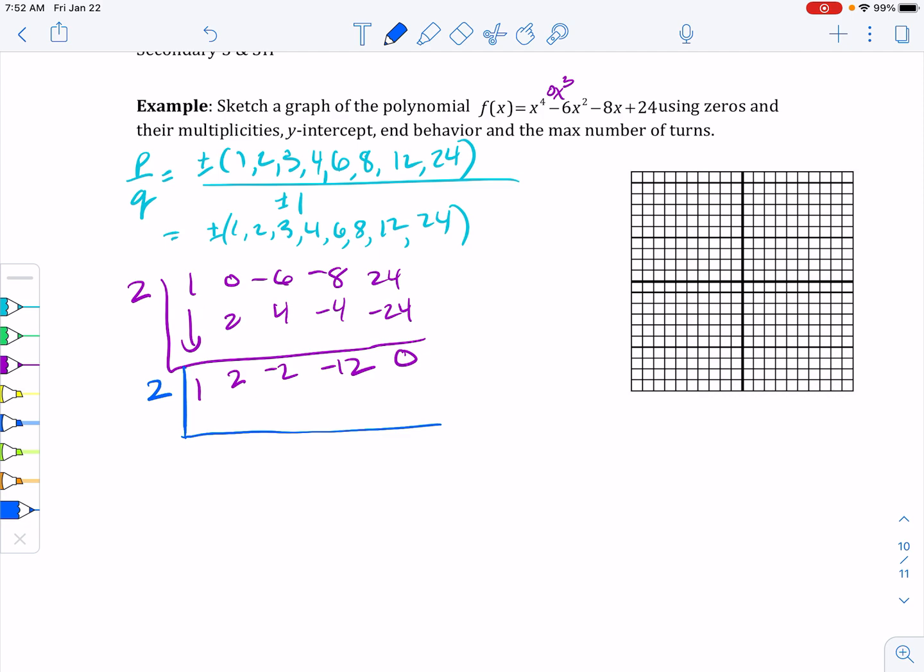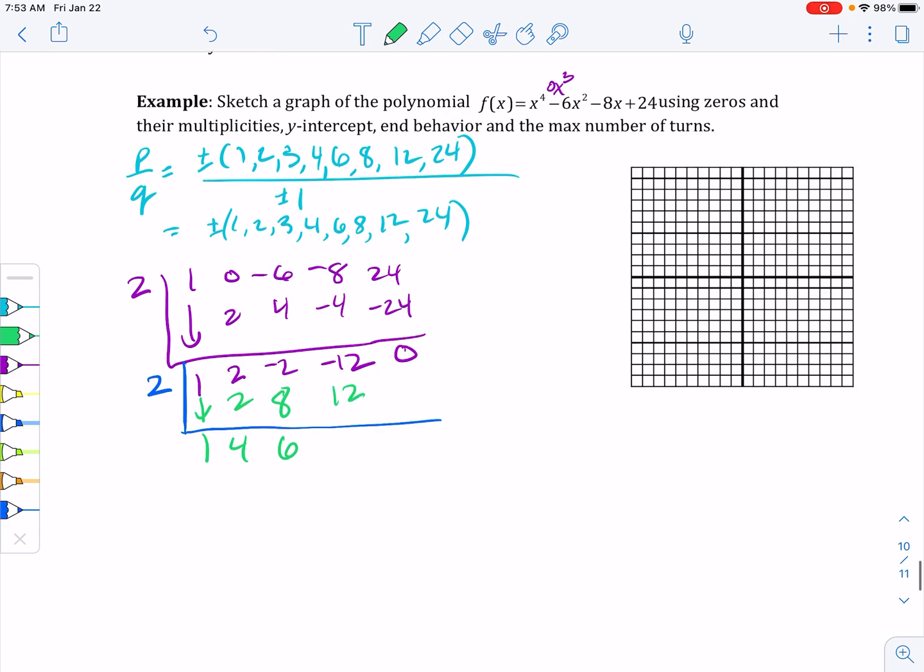So I'm going to use 2 again. So I bring down the 1. So we do 2 times 1 is 2. 2 plus 2 is 4, 2 times 4 is 8, negative 2 plus 8 is 6, 2 times 6 is 12, negative 12 plus 12 is nothing, 2 times 0 is 0, 0 plus 0 is 0.